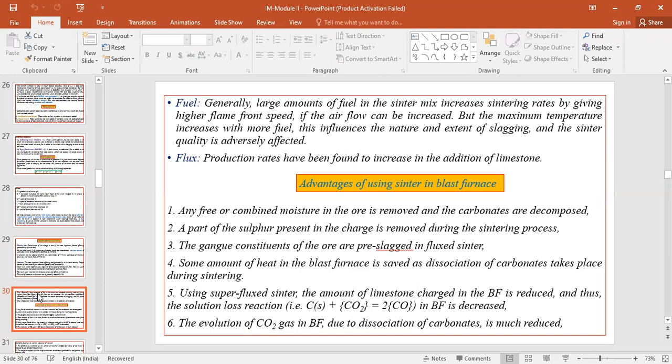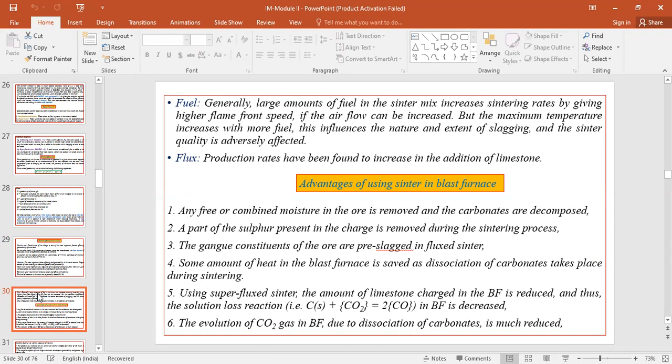Next is the advantages of using sinter in the blast furnace as a feed material. Any free or combined moisture in the ore is removed and the carbonates are decomposed. So if you are using sinter as a feed material inside the blast furnace, then certainly the fuel rates will be reduced. A part of the sulfur present in the charge is removed during the sintering process. So the amount of sulfur entering the blast furnace can be reduced if you use sinters as iron bearing material inside the blast furnace.